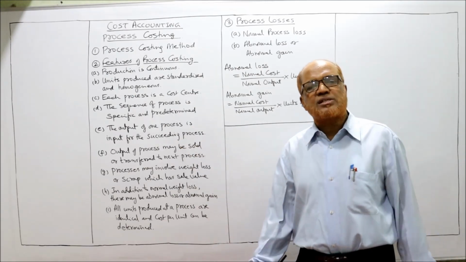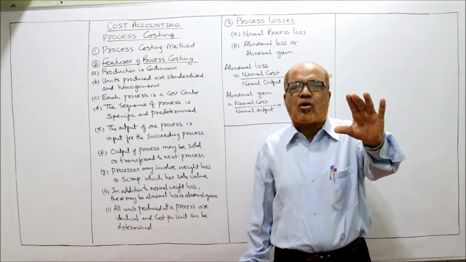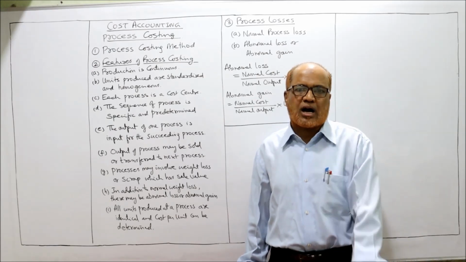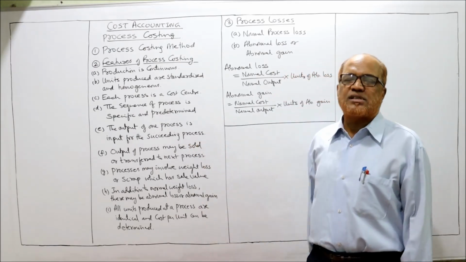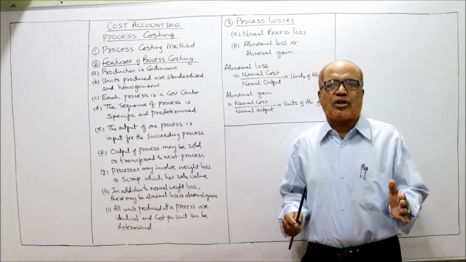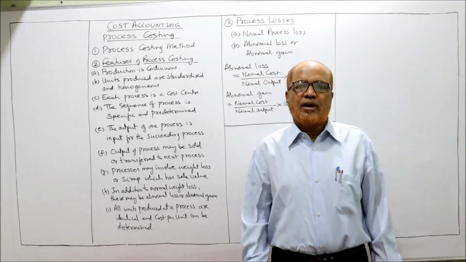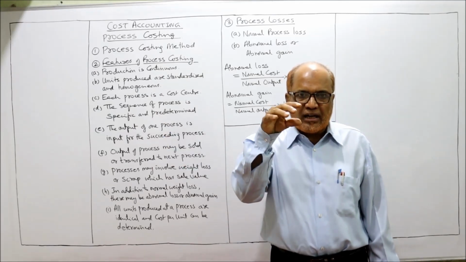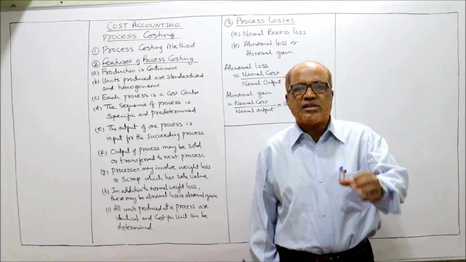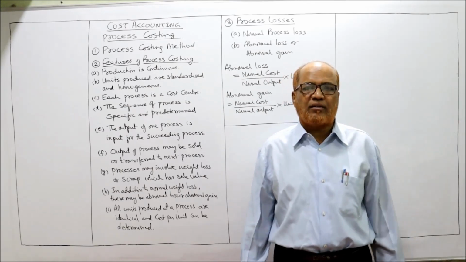Each process is a cost center. That means every process account will be treated as a cost center and all expenses will be charged to that process account. Then, the sequence of processes is specific and predetermined. That means before starting the production, the producer must determine the sequence of production, in which department the production should be done first, then which department next. So the sequence of processes should be determined in advance.